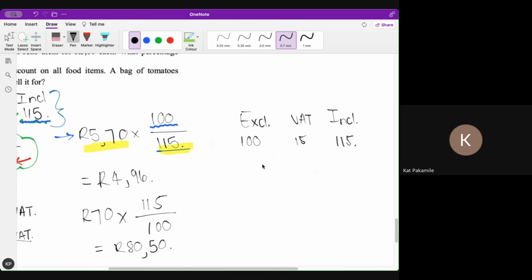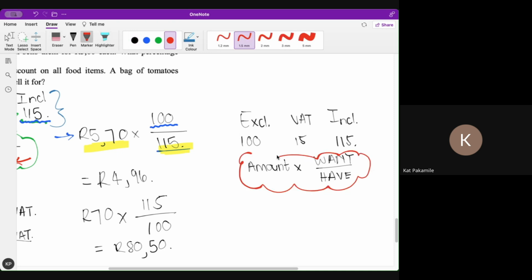And then you have a method. You take whatever amount you've been given. I'm rewriting this neatly for your screenshots. Times what I'm trying to figure out, or what I want, over what I have. So this is the method. And when I speak about want or have, I am referring to this table over here. Am I looking for the price excluding VAT? Am I looking for the VAT? Am I looking for the price including VAT?